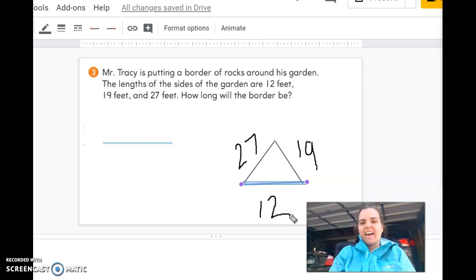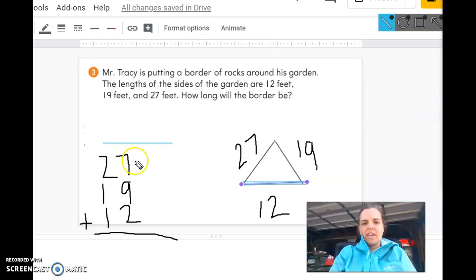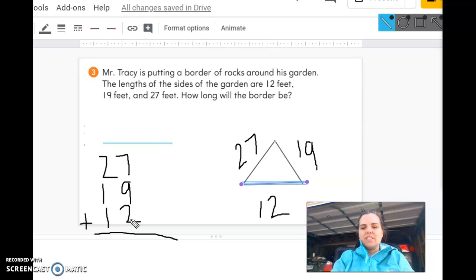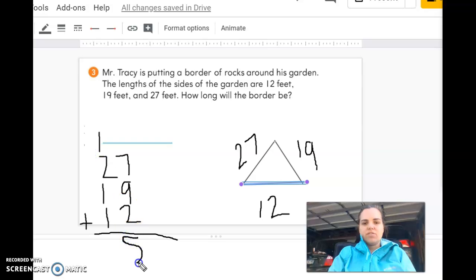Yep, you have to add them all up. So I want you to hit pause as you add up the sides to find the perimeter, then hit play. All right, so I went ahead and I did 27 plus 19 plus 12 because those are the borders around the perimeter of the garden. So I'm going to add 9 plus 7 first. 9, 10, 11, 12, 13, 14, 15, 16, plus 2 more. 16, 17, 18. Carry the 1, drop the 8. 2, 3, 4, 5.